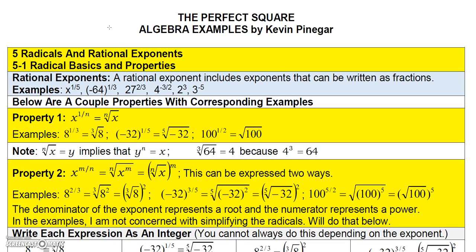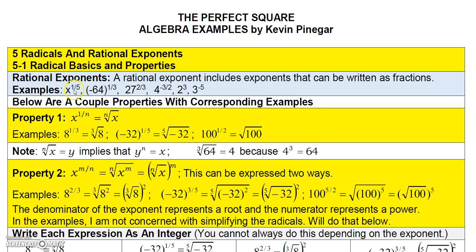Okay, in this chapter we're going to talk about radicals and something that's closely related to radicals, which are rational exponents. So I want to start you out with some radical basics and a few properties of radicals. The first thing I want to talk about is rational exponents. A rational exponent includes exponents that can be written as fractions. So here are some examples of rational exponents.